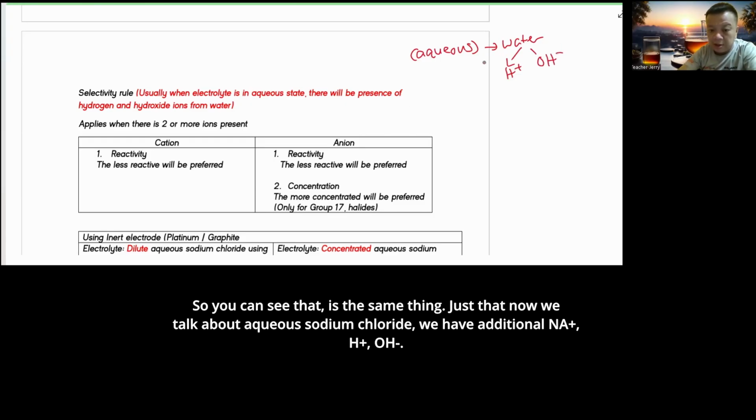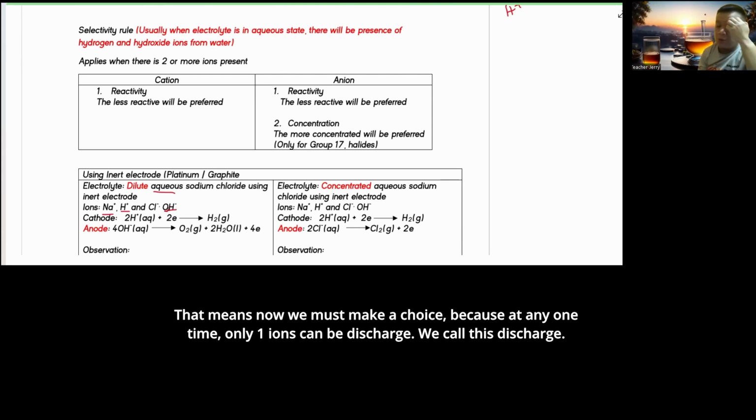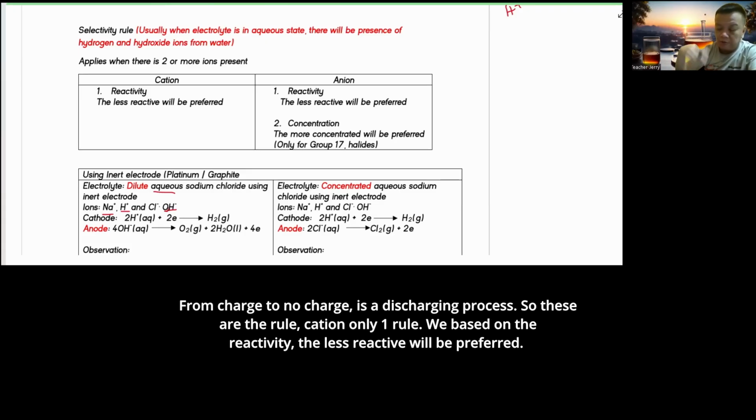So you can see that it's the same thing, just that now, when we talk about aqueous sodium chloride, we have the Na plus, and we also have the H plus and the OH minus. That means now we must make a choice, because at any one time, only one ion can be discharged. We call it discharge. When we go from charge to no charge, it is a discharging process. All right, so these are the rules.